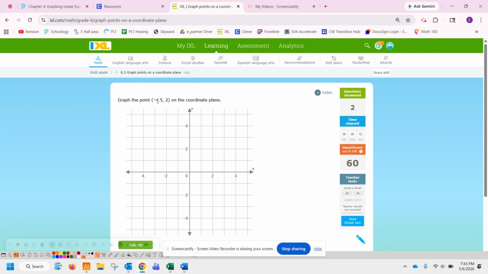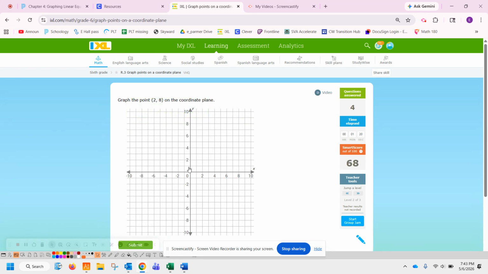For example, we have to graph (-4.5, 2). So we have to go -4 and then half more. Notice how it kind of hovers between the -4 and the -5. So -4.5 and then up 2. Same thing for (2.5, 3). Okay. (2, 8).